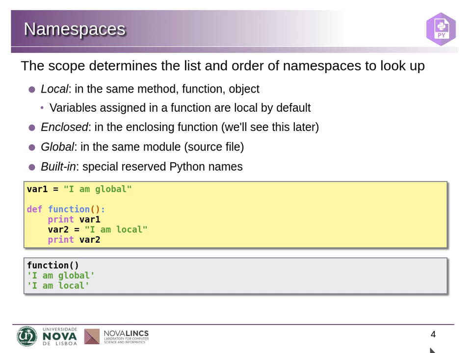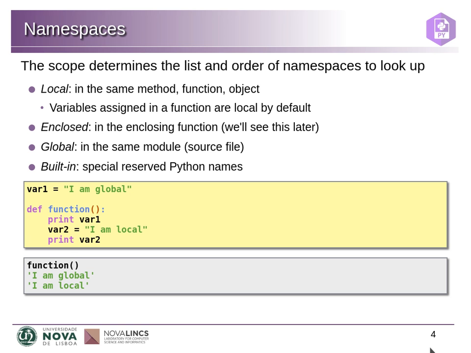So if I write this source code, my script starts by putting this string, in global, in this variable 1, and then defines this function that prints the content of variable 1, creates variable 2, "I am local", and prints variable 2. So when I run this, I run my function. I start by looking at the value of variable 1.